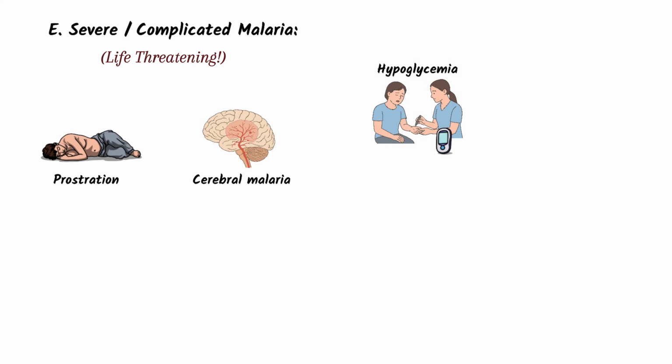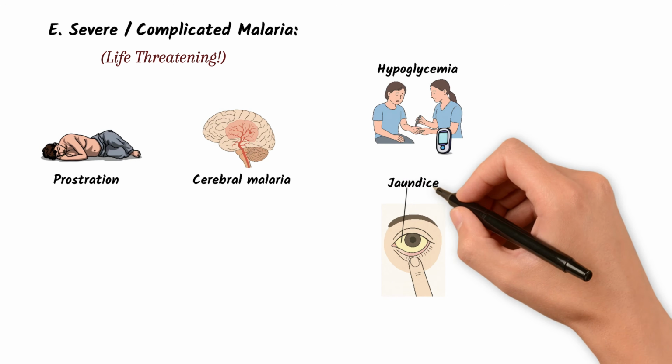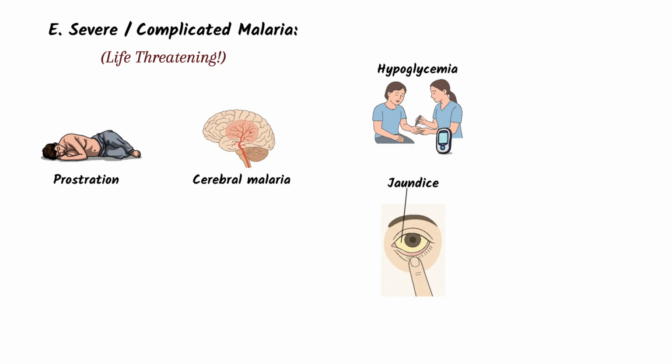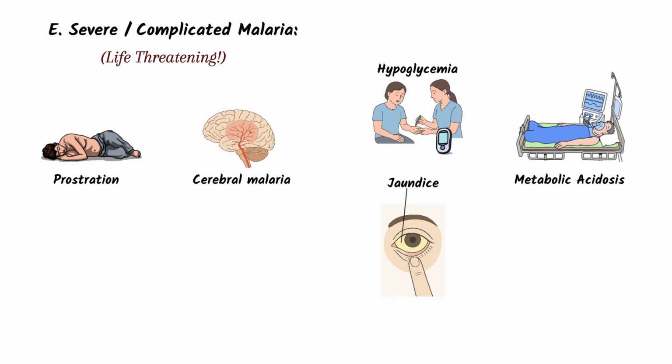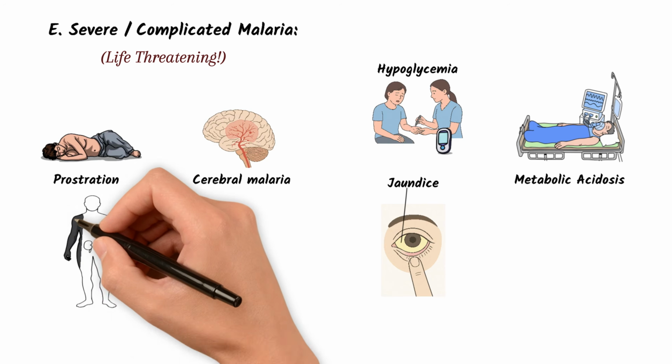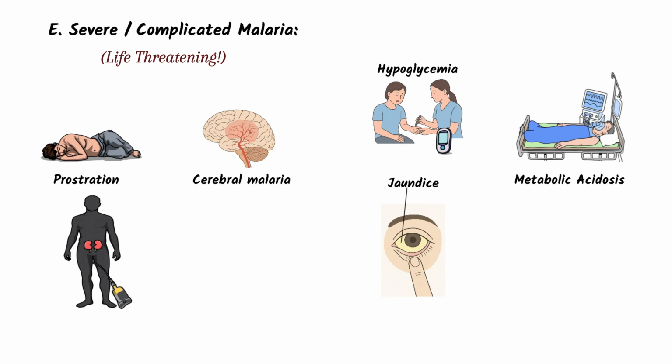Hypoglycemia, dangerously low blood glucose levels. Jaundice, yellowing of the skin and eyes, signaling liver dysfunction or severe hemolysis. Metabolic acidosis, evidenced by signs of respiratory distress, such as abnormally fast and deep breathing. Acute kidney injury, AKI, demonstrated by impaired renal function and low or no urine output.